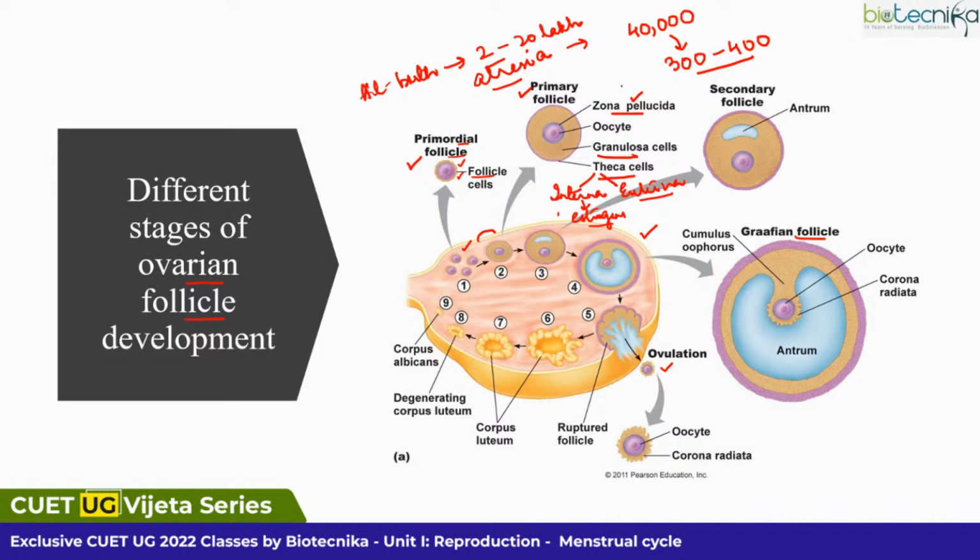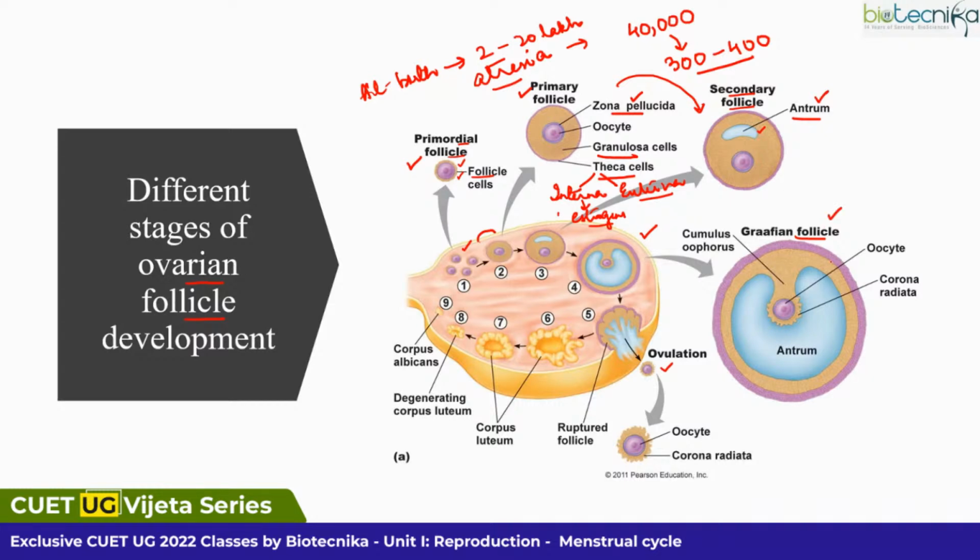Then after the primary follicle, next in development, these follicular cells secrete a follicular fluid. That fluid gets accumulated in a cavity that forms inside. This cavity is known as the antrum cavity. This is the characteristic of the secondary follicle. Then after the secondary follicle comes the next stage, that is known as the Graafian follicle stage.